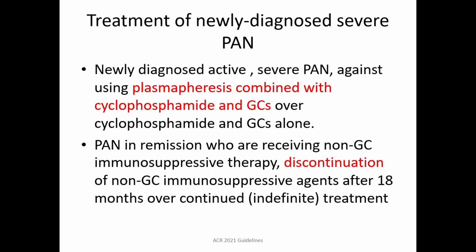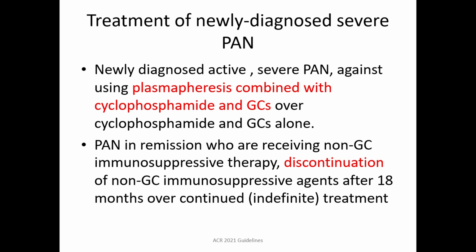Plasmapheresis, in newly diagnosed active severe polyarteritis nodosa: they recommend against using plasmapheresis combined with cyclophosphamide and glucocorticoid, over cyclophosphamide and glucocorticoid alone. So basically, plasmapheresis, which historically was thought to be very useful, is probably going down the list of those management lines.